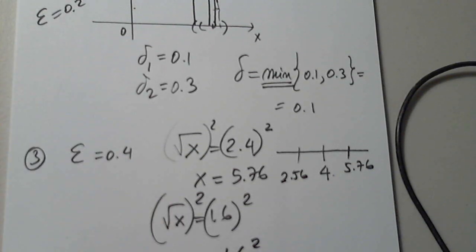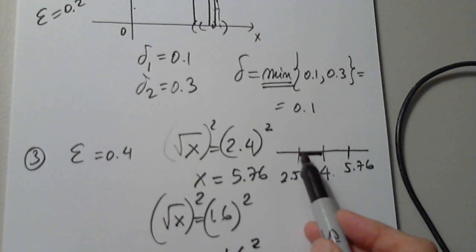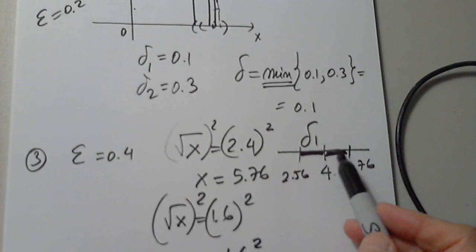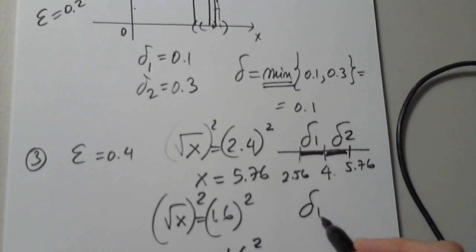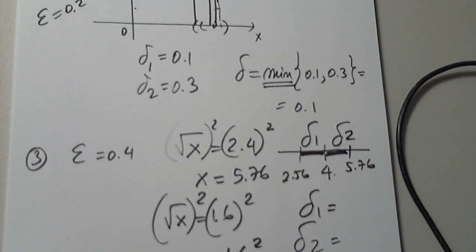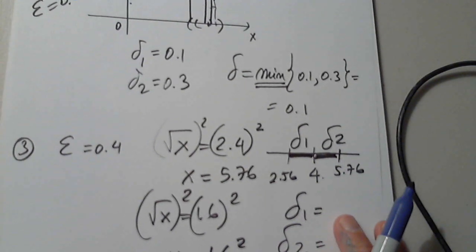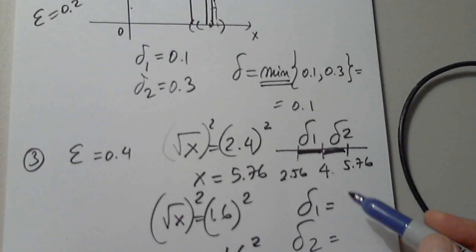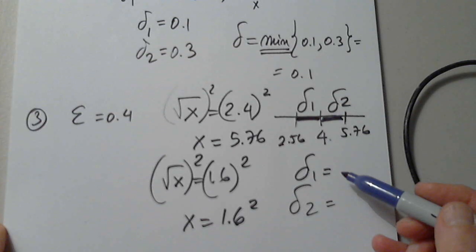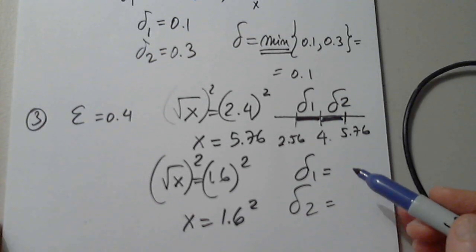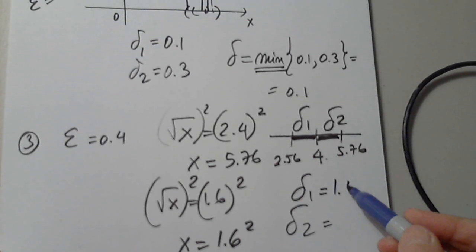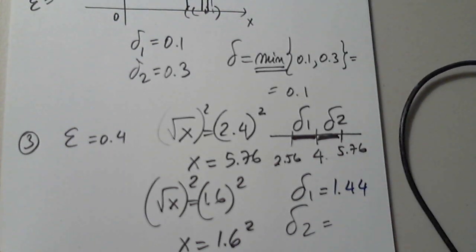At this point, I have to determine this, a potential delta 1, and this, a potential delta 2. How much is delta 1 and how much is delta 2? Can anyone give us delta 1? Would that be 1.44? Excellent. Can anyone give us delta 2?